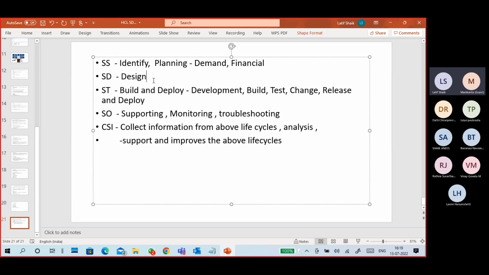Next one is service transition. Service transition mainly concentrates on build and deploy, and also on changes in building and deployment. So it is release management; build, deploy, release, these kinds of words will be there. So I identified the business, so I know what the parts are.